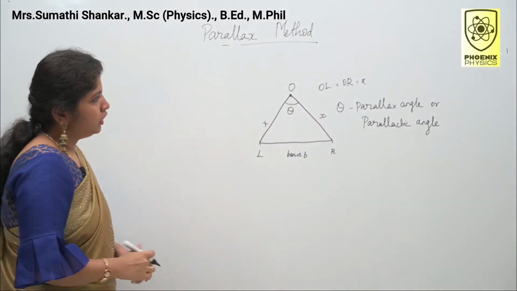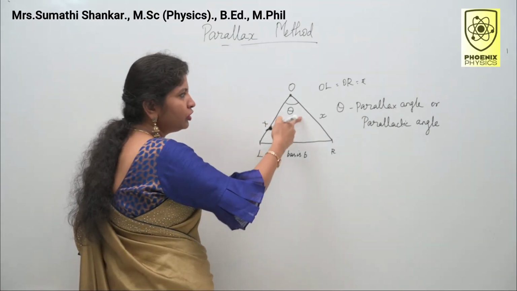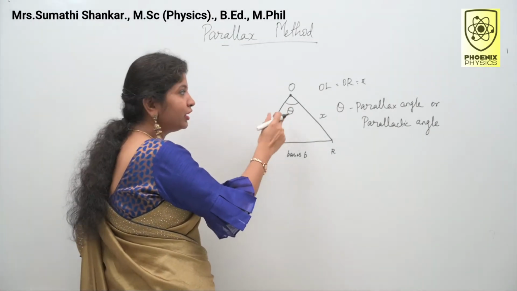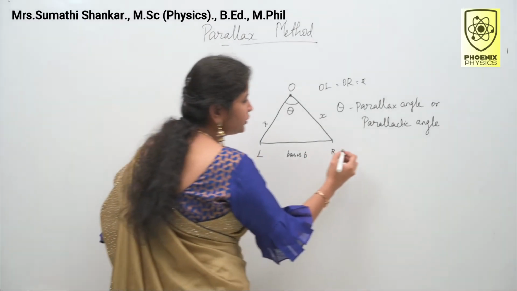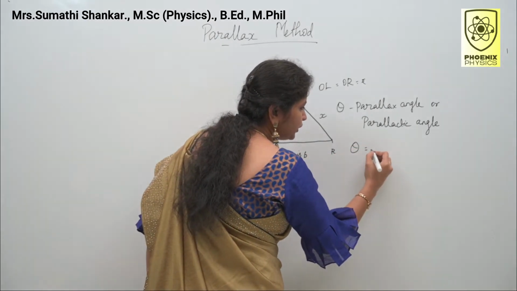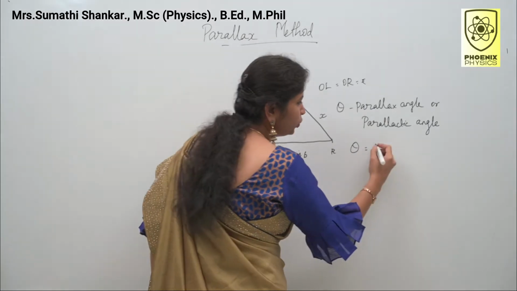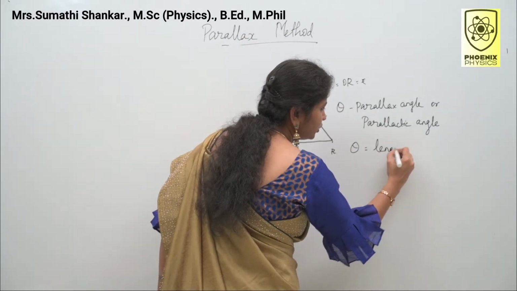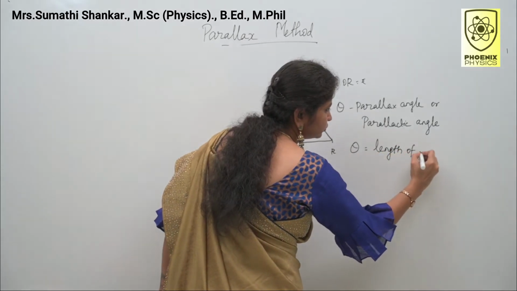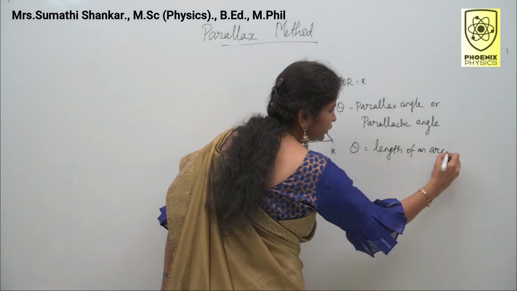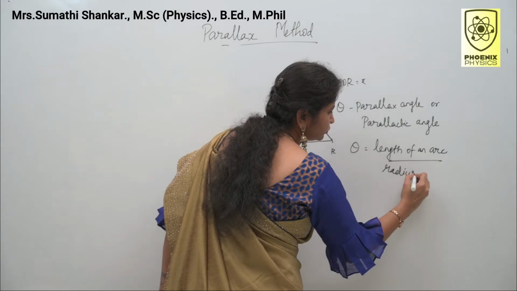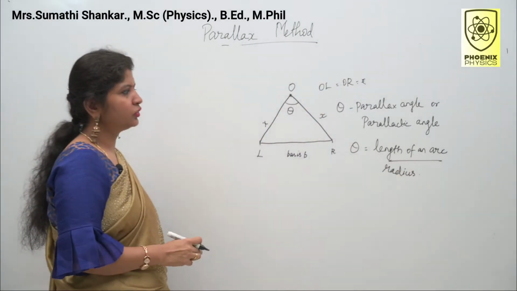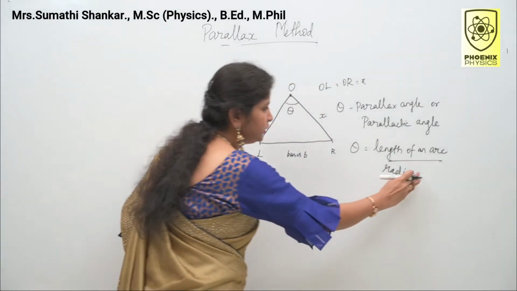Okay, what is the formula for theta? We have already discussed this in the plane angle concept. Theta is equal to the length of an arc divided by radius. Okay, this is the formula for theta.